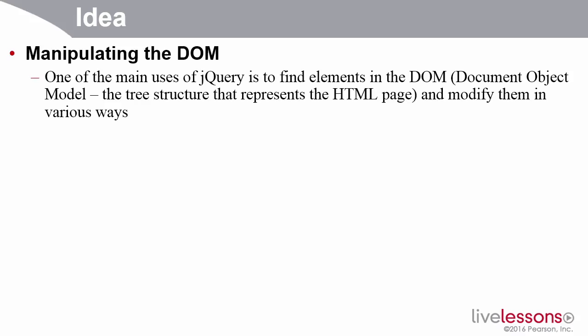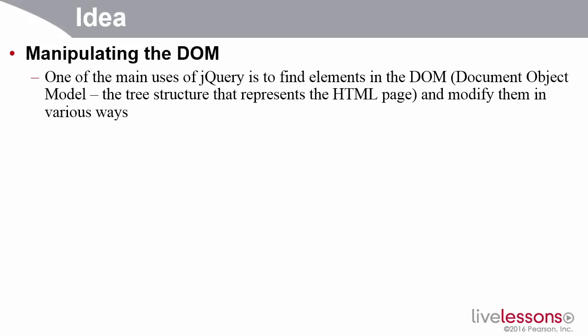Okay, let's very briefly introduce the idea of manipulating the DOM, D-O-M, document object model with jQuery. One of the main uses of jQuery is to search around in the HTML page, or more specifically, the representation of the page that the browser currently has. We'll see later that we can use AJAX, and we can get information from the server, and we can insert it into the page.